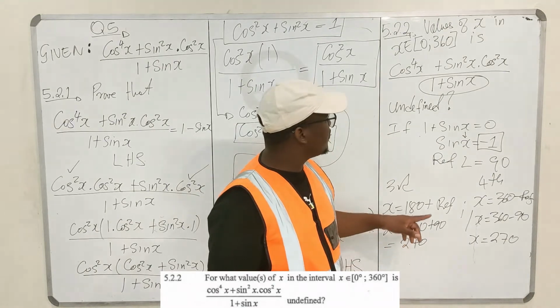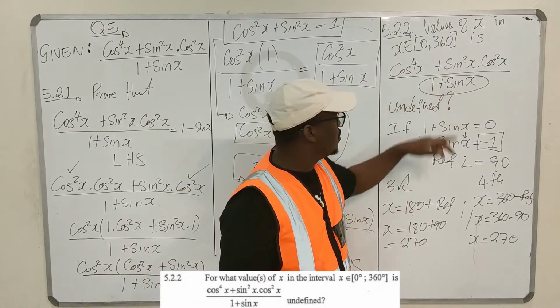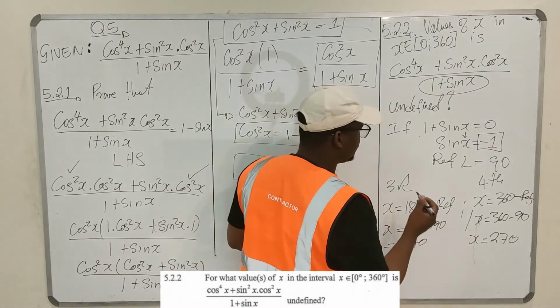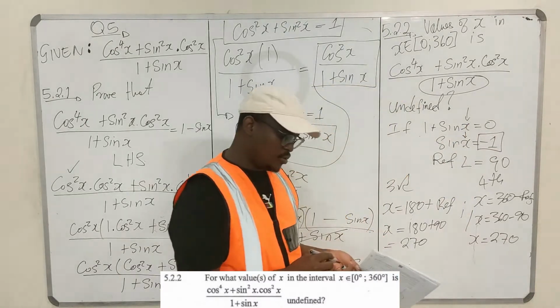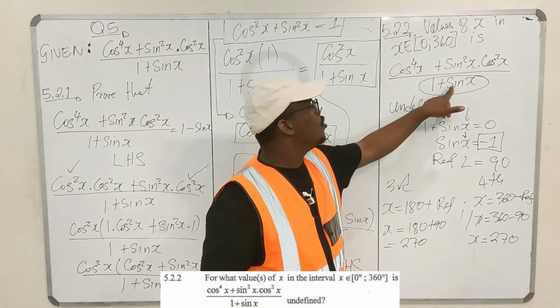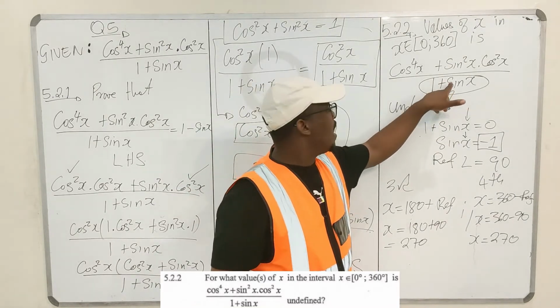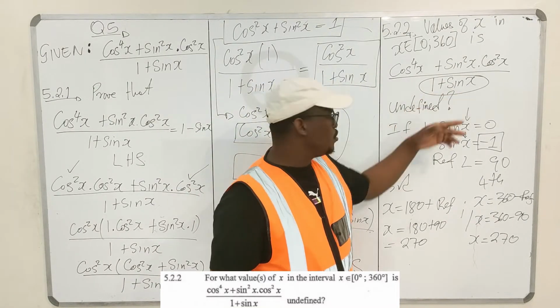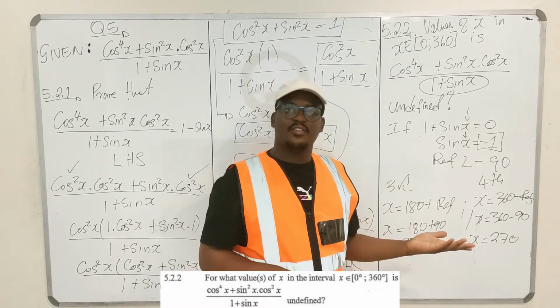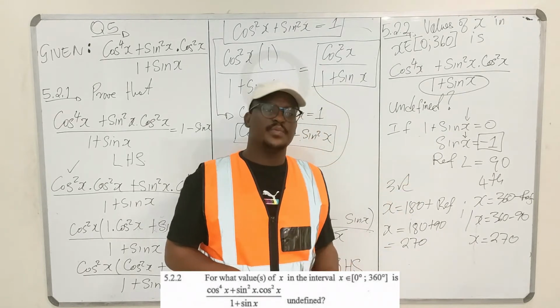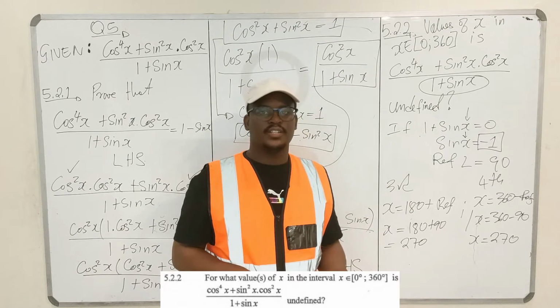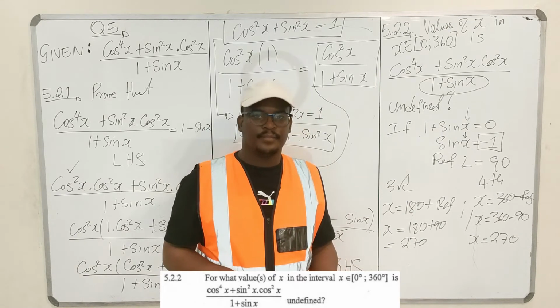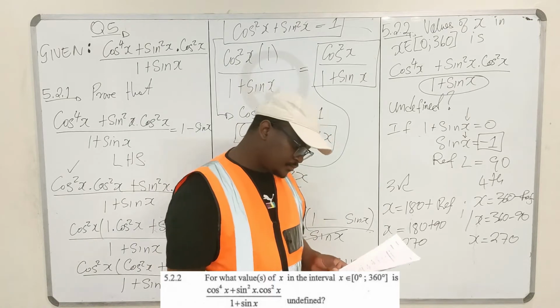Because at x equal to 270, if you plug 270 in here, you'll see your answer is 0. Which means you will have a situation where you divide by 0, and you won't have an answer. So that's when this is undefined, which means you don't know the definite value of it. I hope that makes sense.